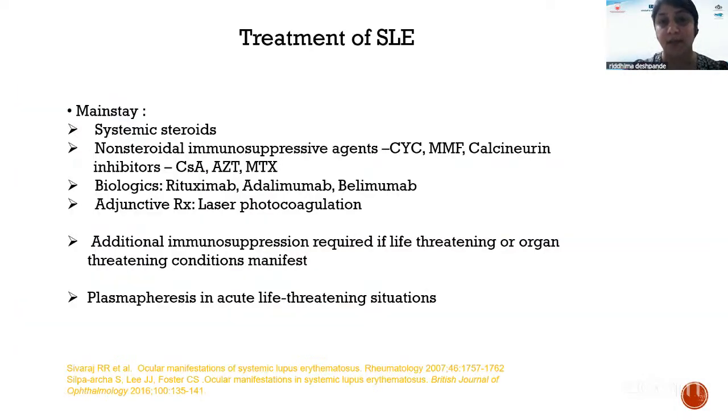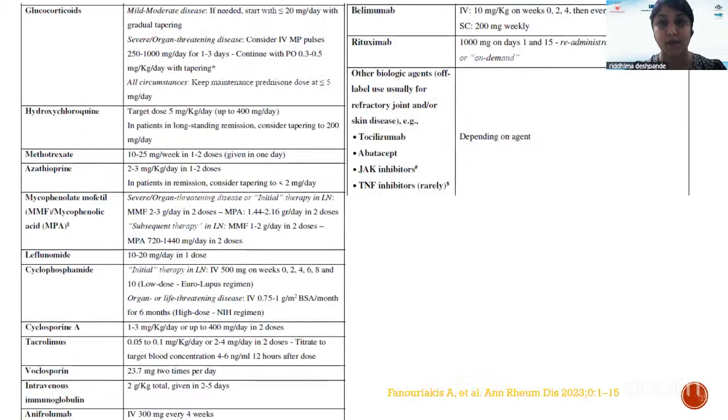Systemic steroids, immunosuppressive agents, and biologics are the mainstay of treatment. Adjunctive is laser photocoagulation. Additional immunosuppression may be required, along with plasmapheresis in acute life-threatening situations. This is just a list of drugs that has been recommended for use in SLE along with the doses.